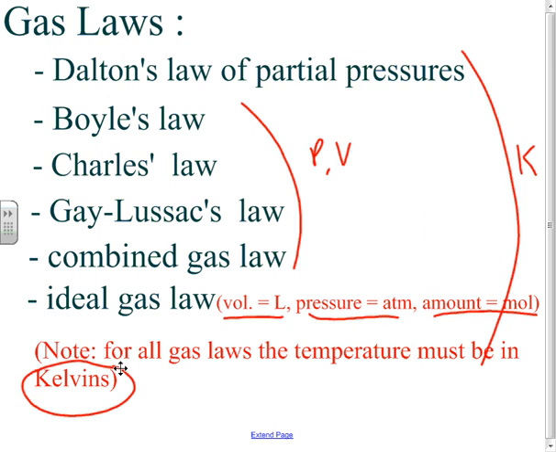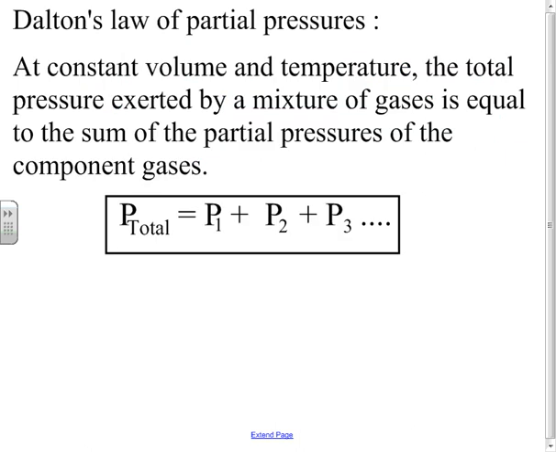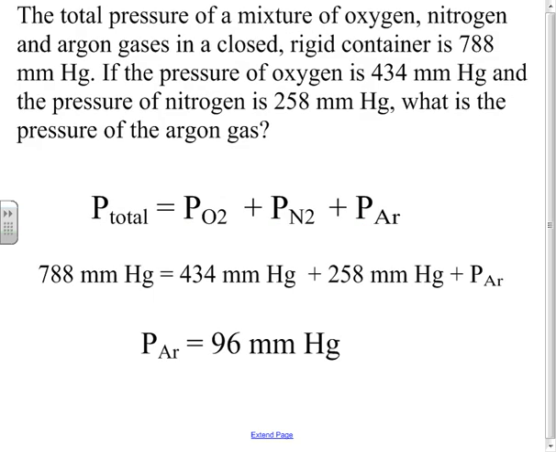Looking at Dalton's law of partial pressures, Dalton's law of partial pressure states that at constant volume and temperature, the total pressure exerted by a mixture of gases is equal to the sum of the partial pressures of the component gases. Very simple equation. Total pressure is simply the sum of all the pressures making up the mixture of gases. So when you see a problem where you're given a total pressure and a mixture of gases, that should tip you off that it is Dalton's law of partial pressures.